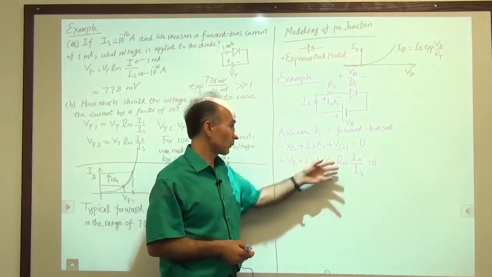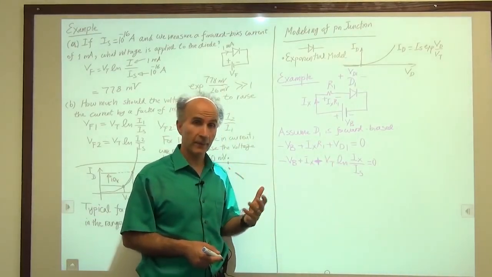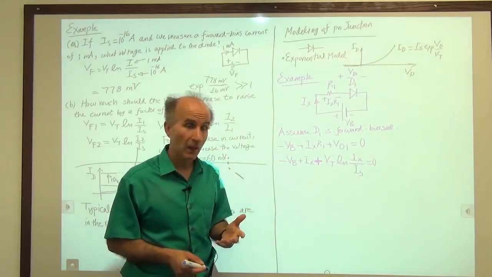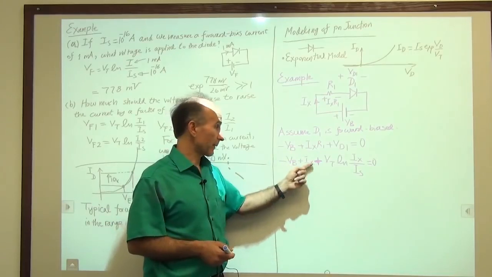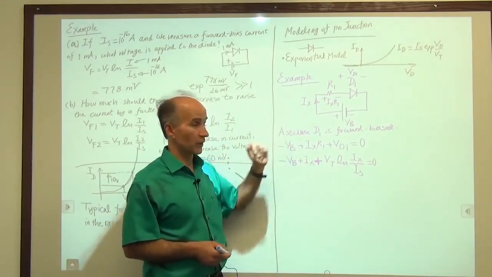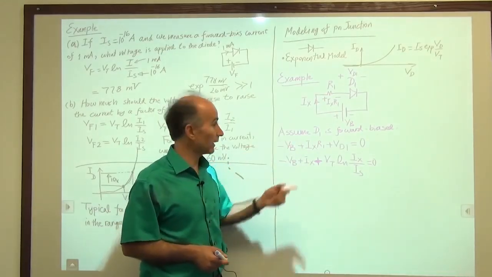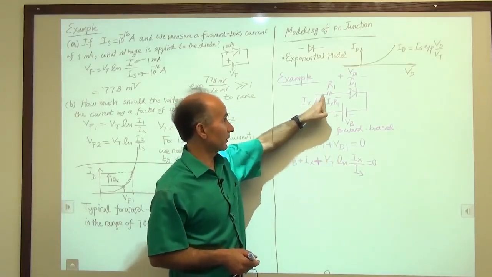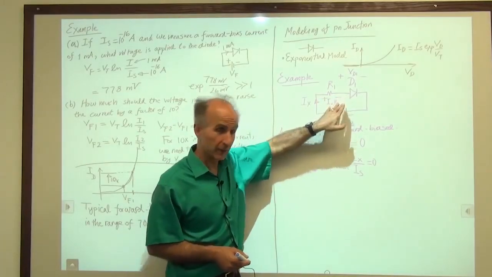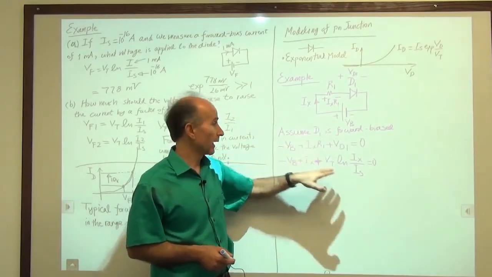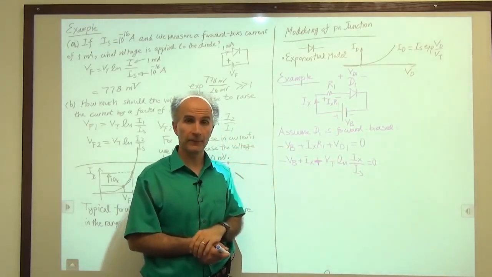Now, once we find Ix, if Ix happens to be positive, then this assumption is correct. If Ix happens to be negative, then this assumption is incorrect. I can tell you that because we have a positive connected to the anode of the diode, this diode will be forward biased, this assumption is correct, and Ix will be positive.